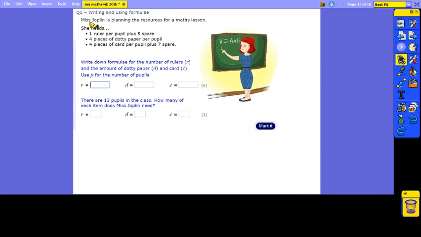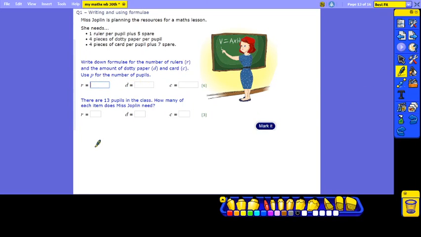Let's read the question. Miss Joplin is planning the resources for a math lesson. She needs 1 ruler per pupil, plus 5 spare, 4 pieces of dotty paper per pupil, and 4 pieces of card per pupil, plus 7 spare. So write down the formulae for the number of rulers, represented with R, the amount of dotty paper, represented with D, and card, represented with C. Use P for the number of pupils.